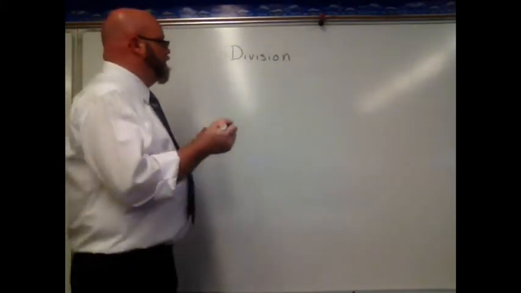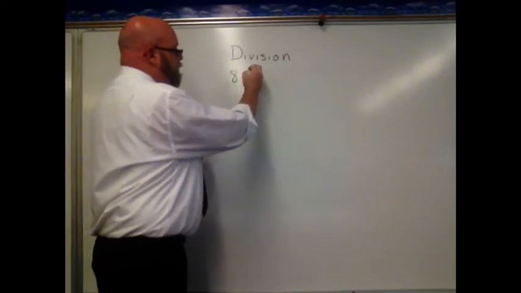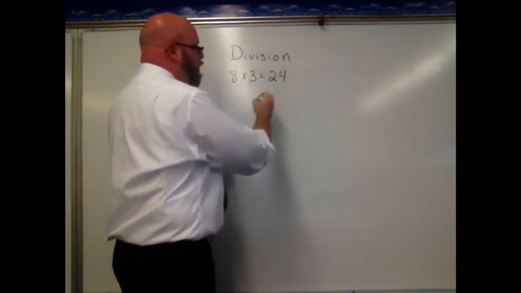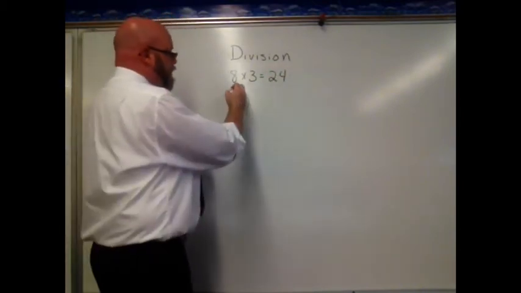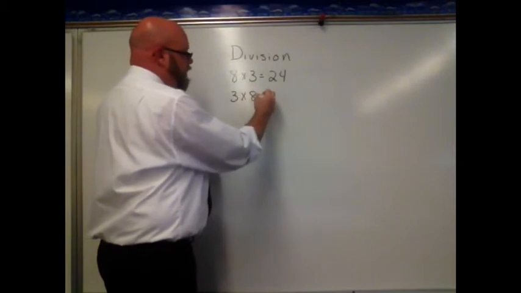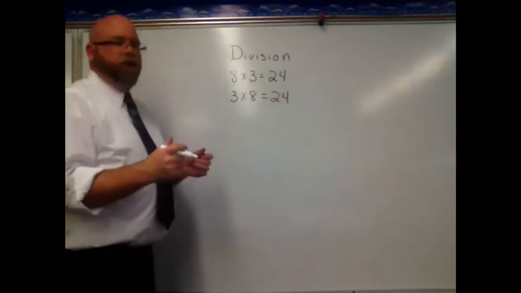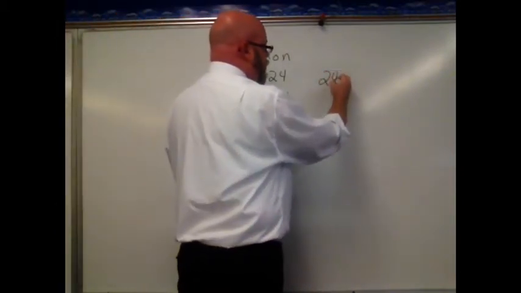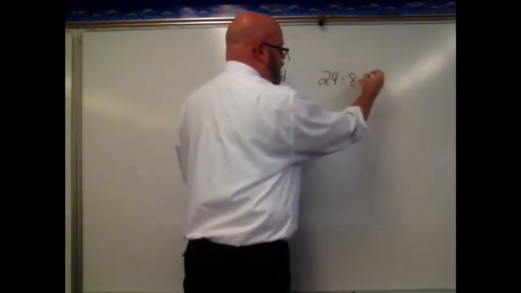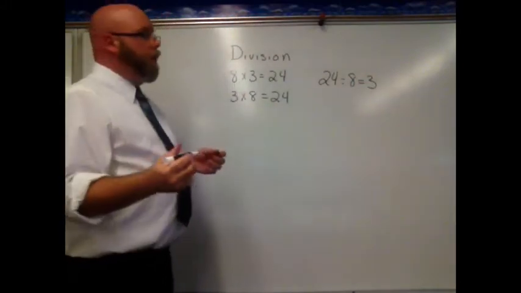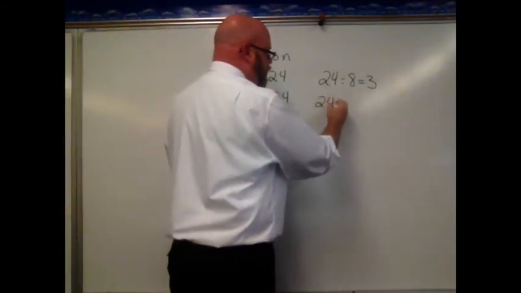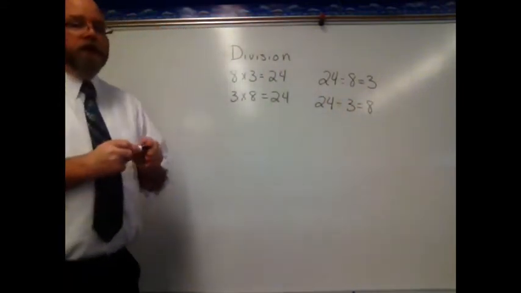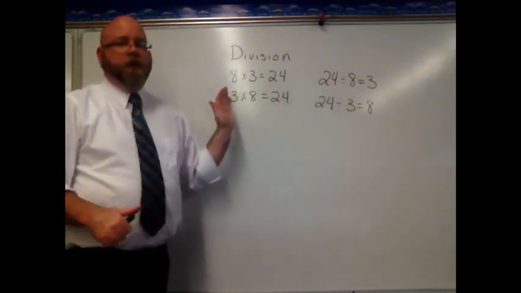Well, that means when we have a problem, say like 8 times 3, we know that equals 24. Or we could even say it the other way around, that 3 times 8 equals 24. So what does that mean with division though? Well, that means 24 divided by 8 equals 3, or 24 divided by 3 equals 8. Showing that these are the opposite ends of what's happening.